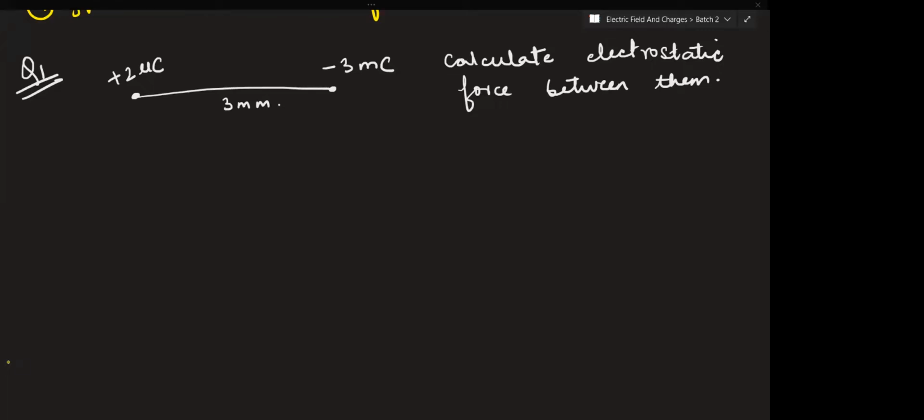Ma'am, is it minus 6 into 10 raised to power 9? See, you don't have to take the sign. Even if it is given minus 3 millicoulomb, you have to take 3 only. Electric force is proportional to the product of the magnitude of the two charges, so whatever is the sign, you have to ignore the sign. You just take the magnitude. So your force won't come in plus or minus, it will always come positive because you are taking the magnitude. And yes, your magnitude is correct.